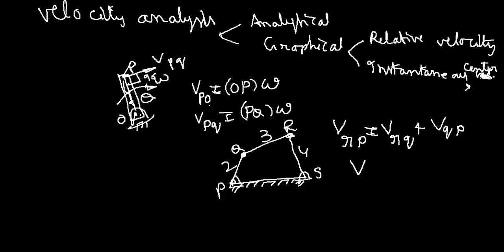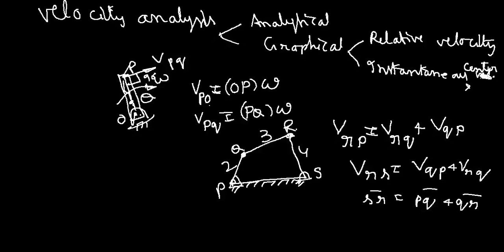We can say that VRP is also VRS. This is equal to VQP plus VRQ. In the notation of vectors, SR is equal to PQ plus QR. So this is the equation. By using this equation, we can draw the velocity diagram. For example, the input link is 2, and its angular velocity omega 2 is given. Say it is clockwise. Rotation also has to be mentioned for angular velocity. And the position of this link is known to you.